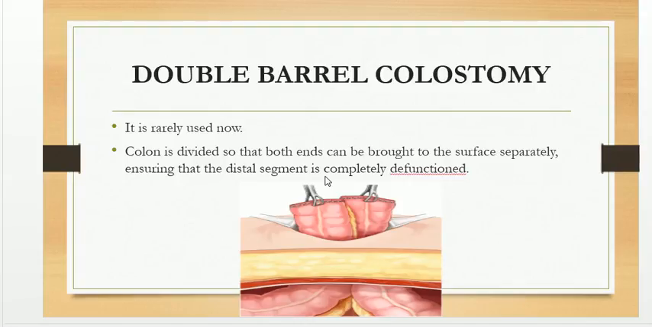it is propagated. So there is a synchronized movement, and whatever is coming from the proximal end sometimes is sucked into the distal end. So with loop colostomy, you must keep in mind, it's not 100% diversion. For 100% diversion, what is important is that the ends are brought separately to the surface, so that causes complete defunctioning.